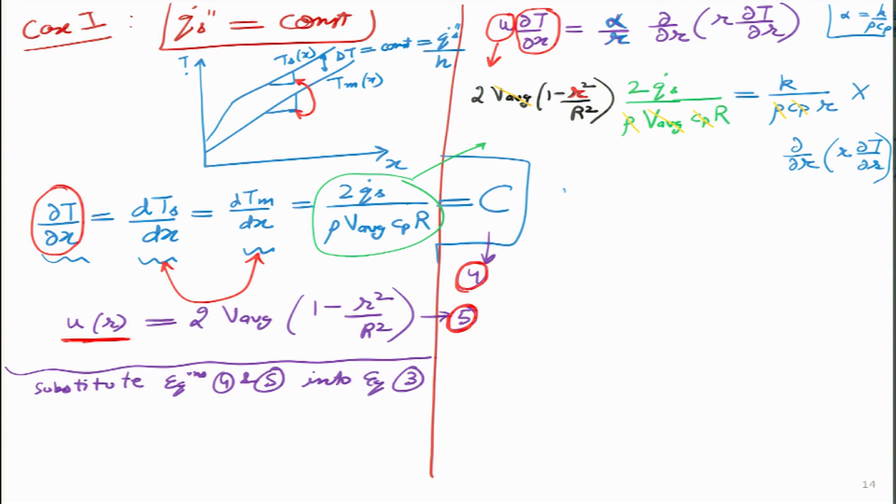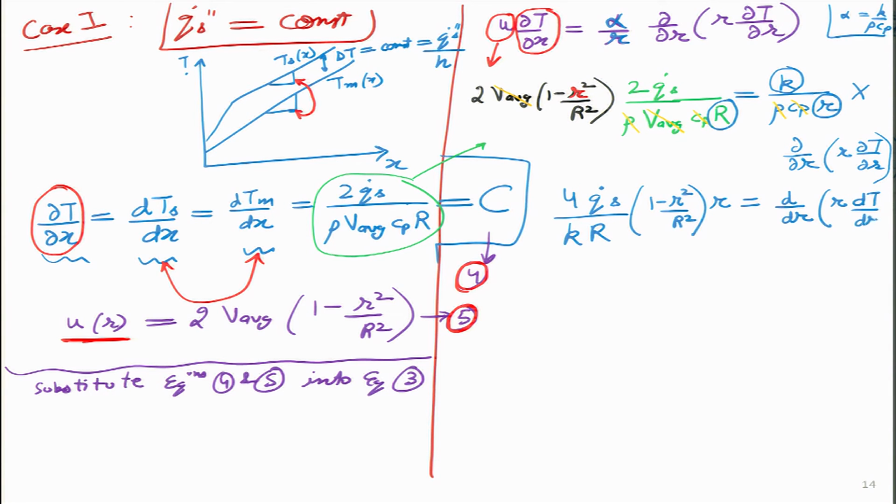2 into 2 becomes 4, numerator is q dot s divided by. So, k I can bring from this side, this k I will bring denominator over here. So, it becomes k and this capital R is remaining, I make it R. Okay. Then this small r I will also bring on this side. So, I will make it 1 minus r square by R square into small r. This is my whole left side, and right hand side becomes d by dr of r dT by dr.